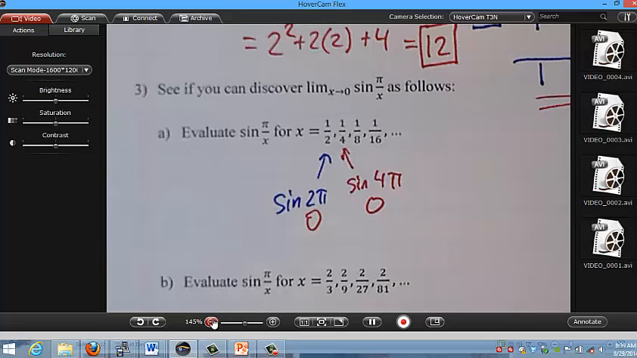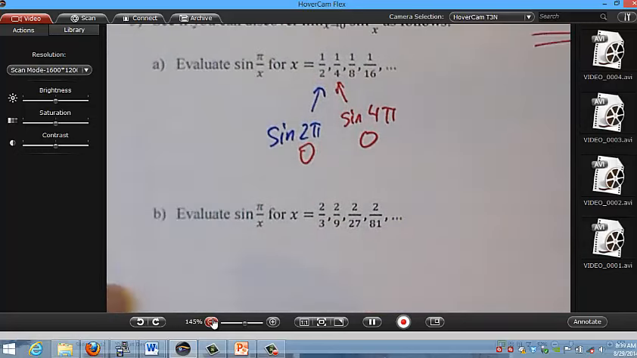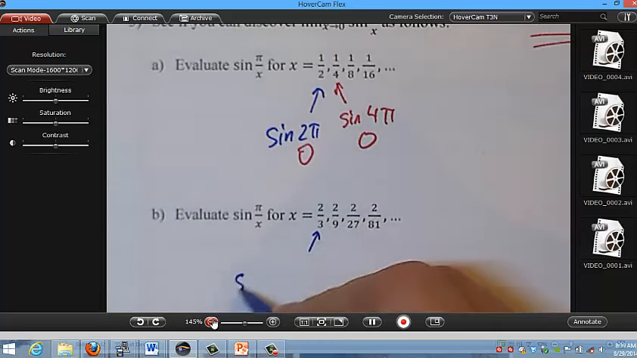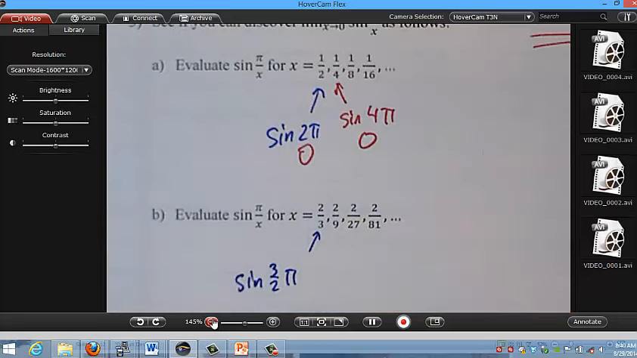The limit might be 0. And then you go to part B. Now what happens when you plug in 2/3 for x? Well then, what you're actually finding the sine of is 3/2 pi. Now what's the sine of 3/2 pi? -1.